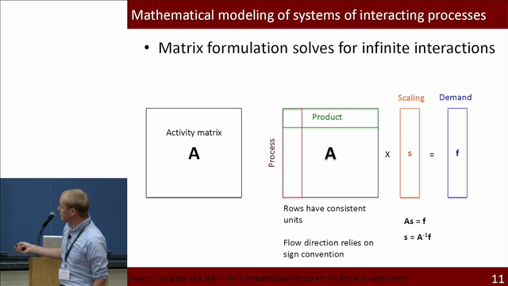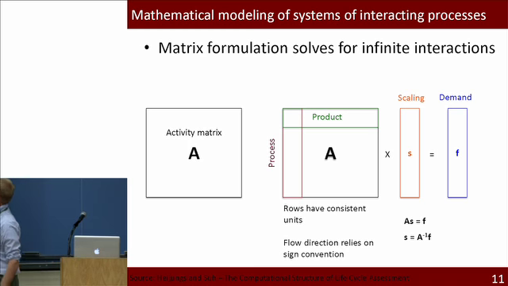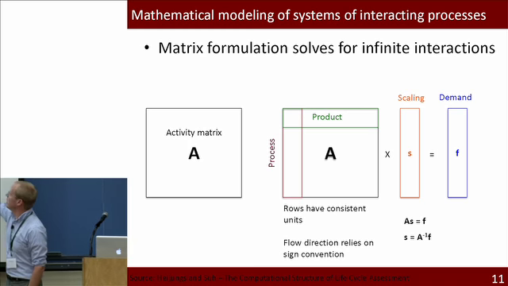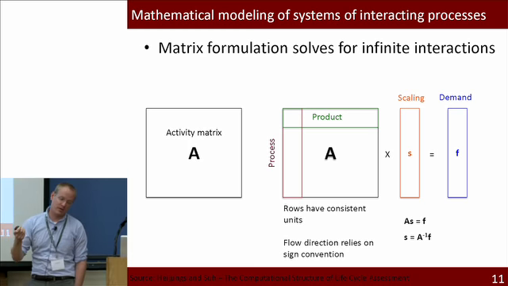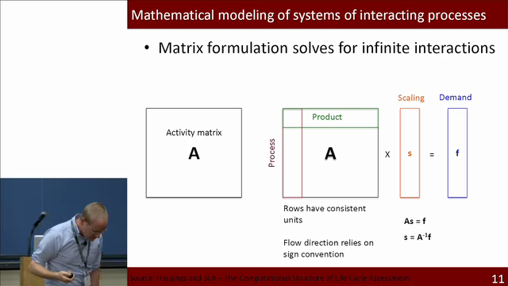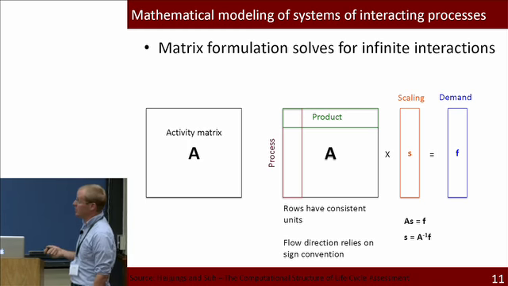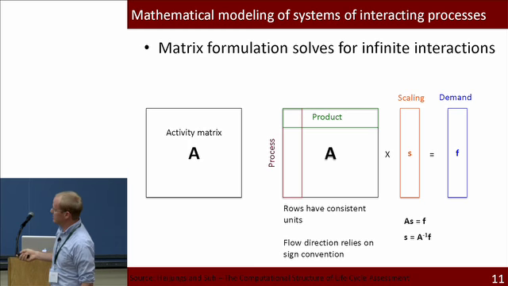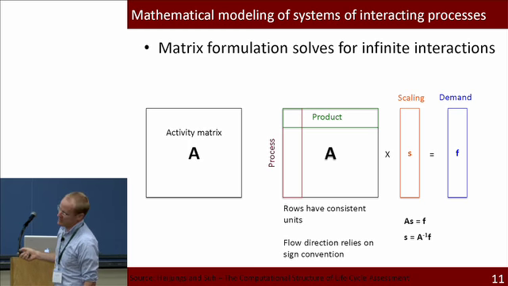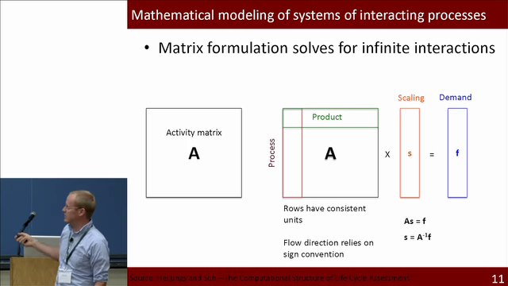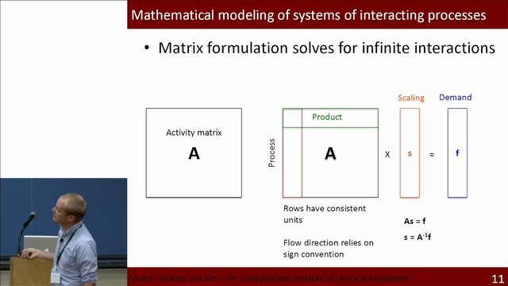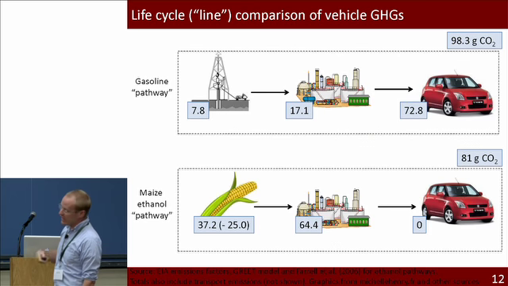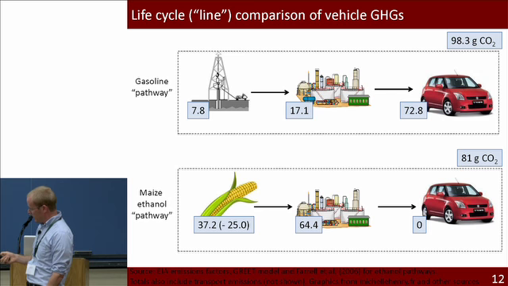You can then scale for some final demand vector. Let's say I have 1 unit of ethanol down here. By inverting the matrix, I can calculate what the total inputs are required to make that 1 unit of ethanol. So this is basically how this is done in practice. As you might imagine, there's all sorts of complexities involved in doing this correctly. But that accounts for these infinite number of interactions.